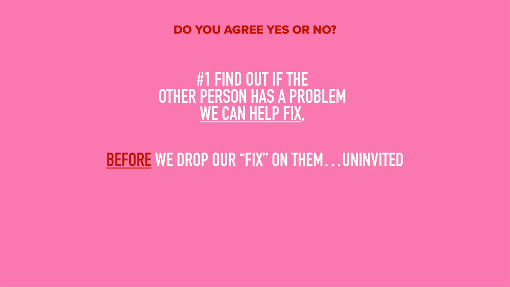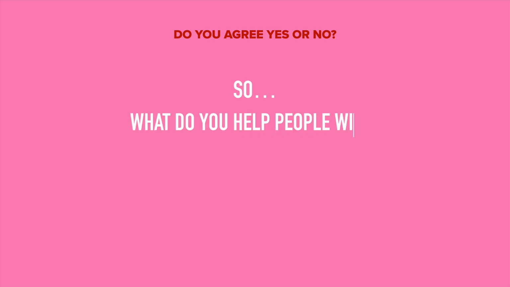Before we drop our fix on them, uninvited, what I'm suggesting is that we want to find out if the person has a problem that we can help to fix. Okay? And here's how you do that. If you agree with this, then here's what has to happen next. You need to know, what do you help people with? Because that's what we're looking for, right? We just said this. So what do you help people with? Do you agree? You need to know this.